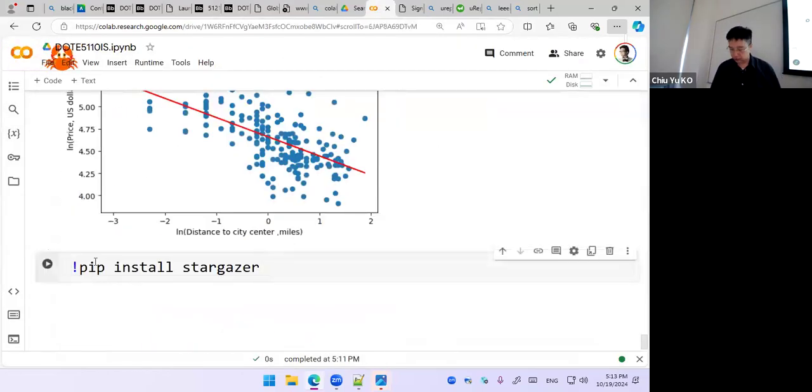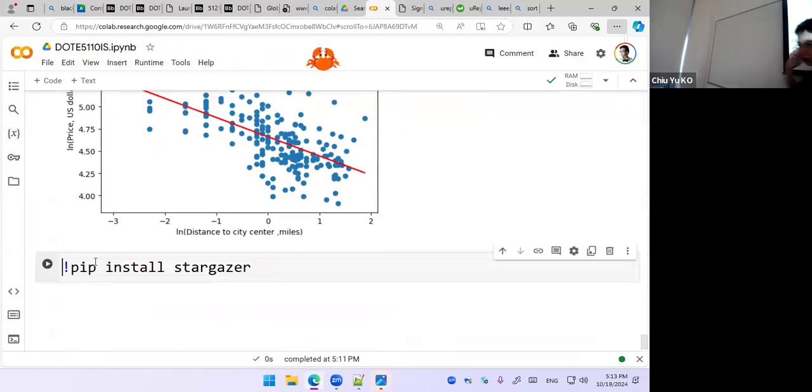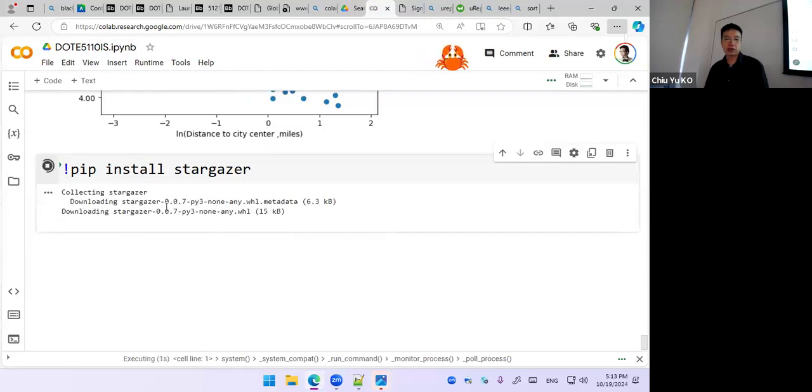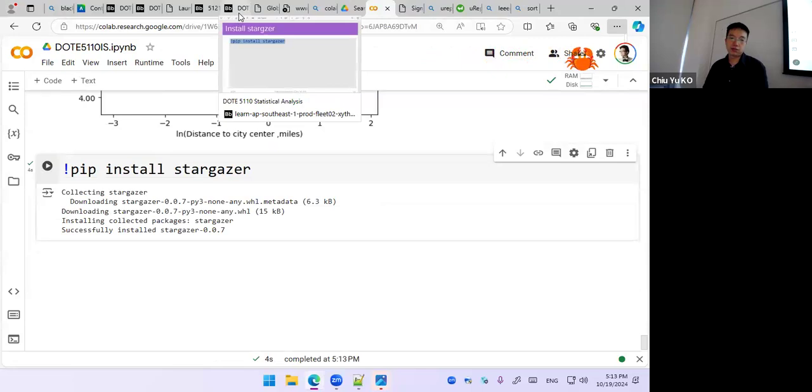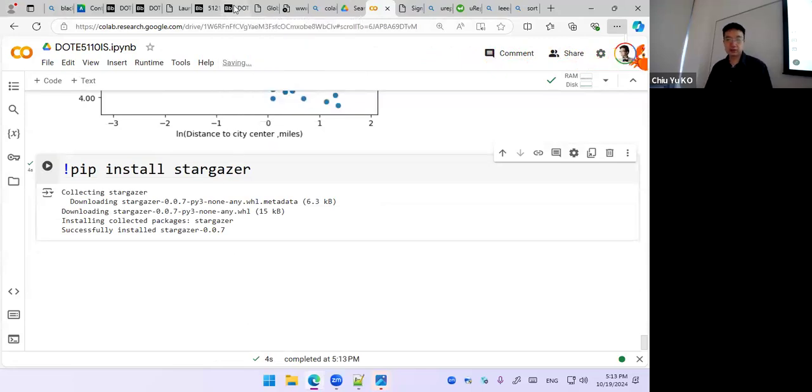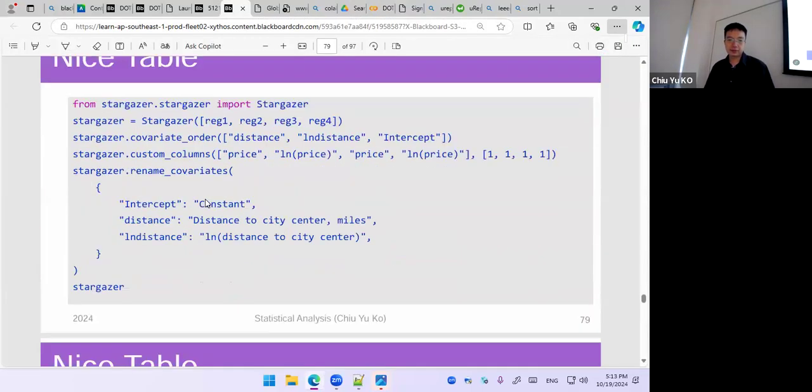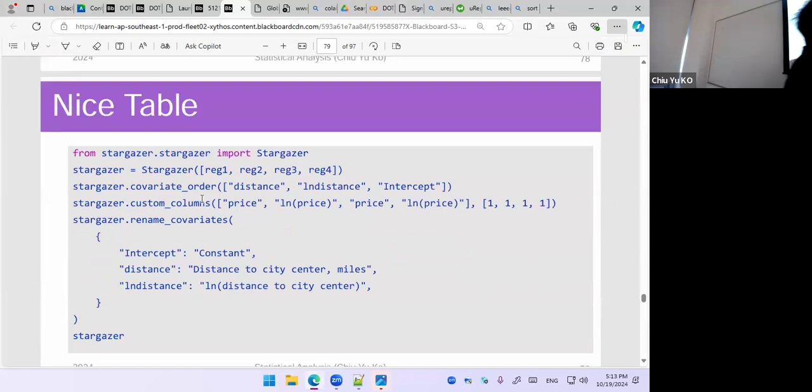What it is actually doing is probably like the pip install, but Colab will install it in this way. So you do it, they will install directly. So once you run it, it will come out like downloading the thing, right? Just wait a little bit. Then it is installed already, just 4 seconds. Once you're done, this is what the stargazer is doing.